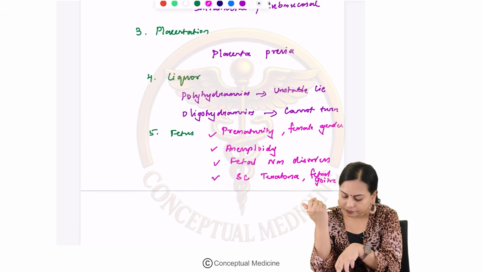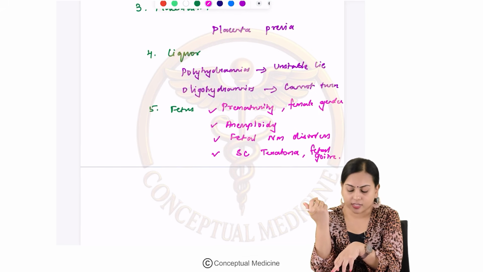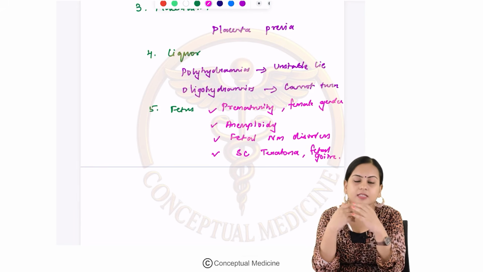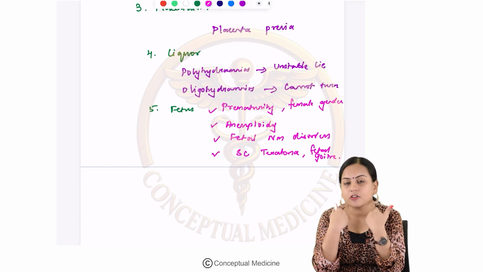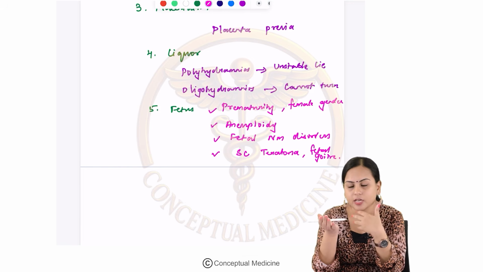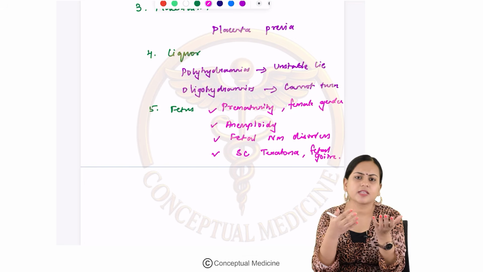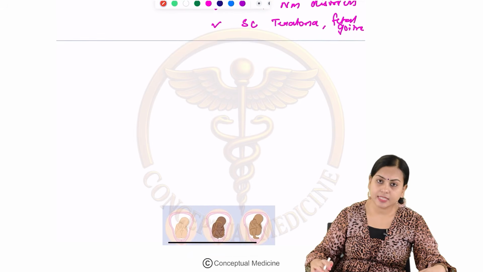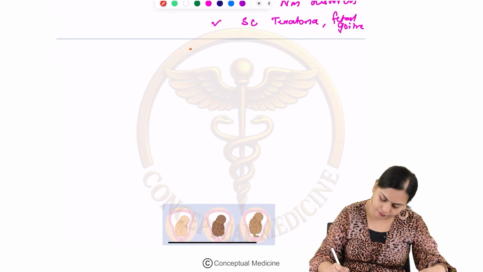In the same way, with other causes like sacrococcygeal teratoma or fetal goiter, the space is more because of the enlarged thyroid or the mass present. So the baby is not able to turn, and it remains mostly in the breech presentation itself. Clear? Now, we will see the classification of breech presentation.